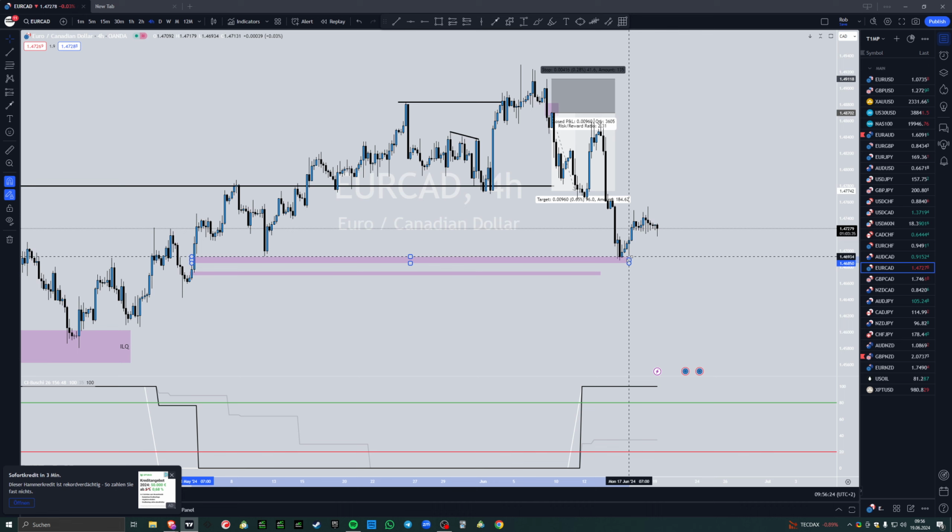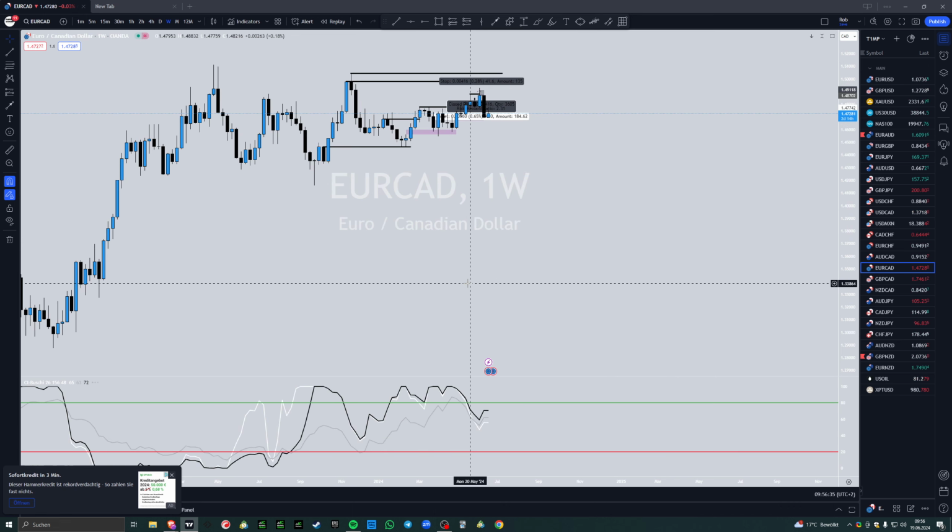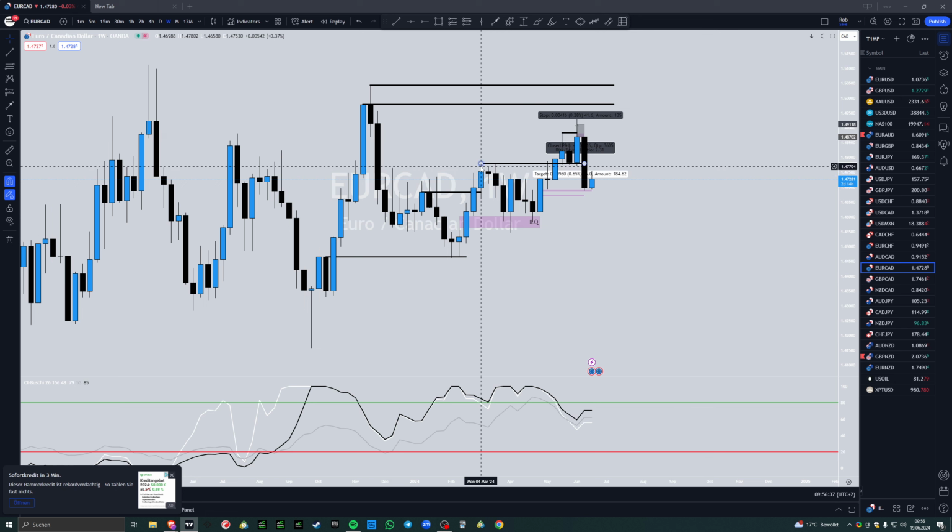So as marked before, here's an imbalance, price tapped into this, giving some reaction. It's always fascinating how precisely this works.